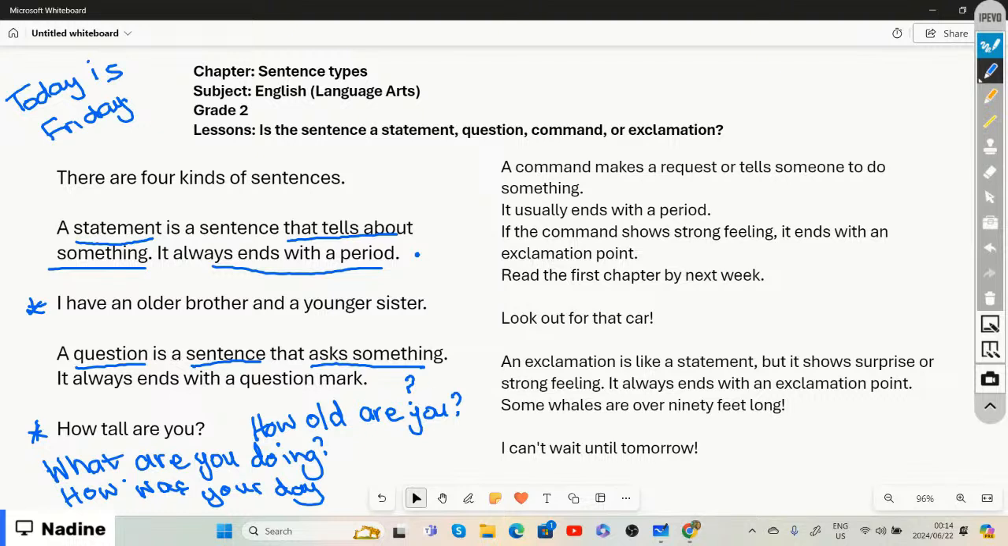All right, so we said today is Friday, and that is a statement, right? So if I were to ask you, what day is it today? That's a question. And then if you answer me, you answer me with a statement, right? Yes, so even if you were to say today is Sunday, that is correct because that is a statement. That is you just telling me something.